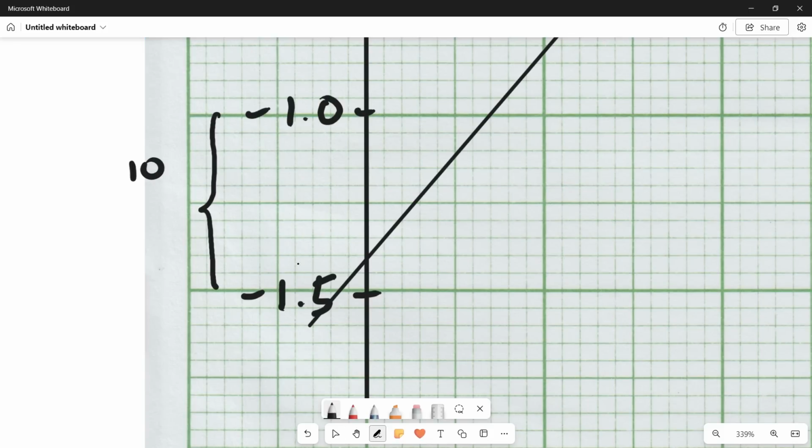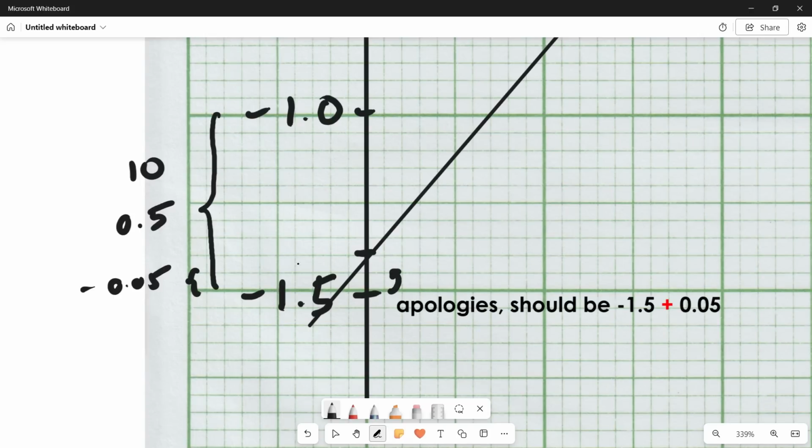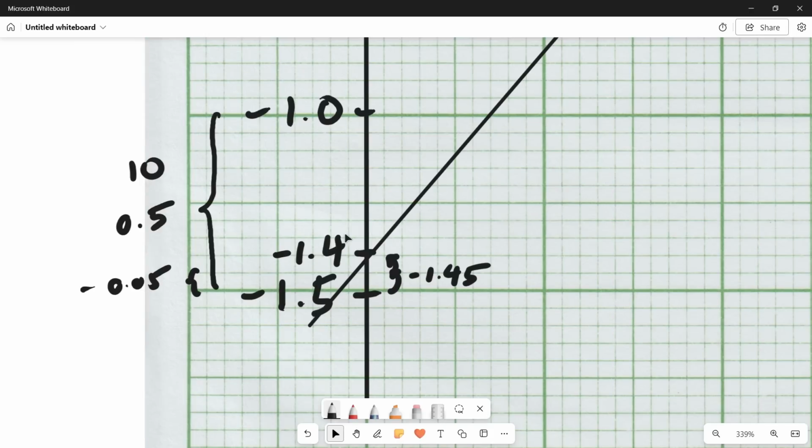The difference between these two is 0.5, which means that one small box here is 0.05. Now if I want to go up to here, it's negative 1.5 plus 0.05, so it's negative 1.45 here. And I go up again, adding another 0.05, so here it's negative 1.4. So our y-intercept is negative 1.4.